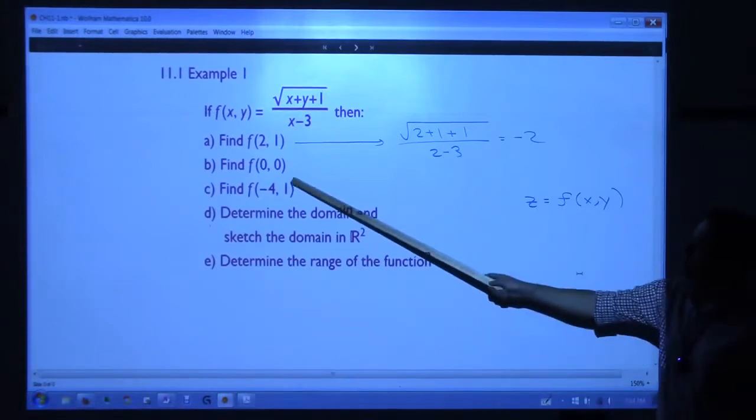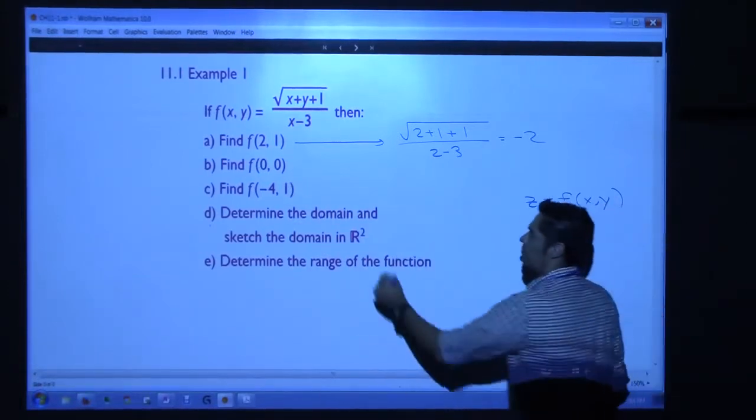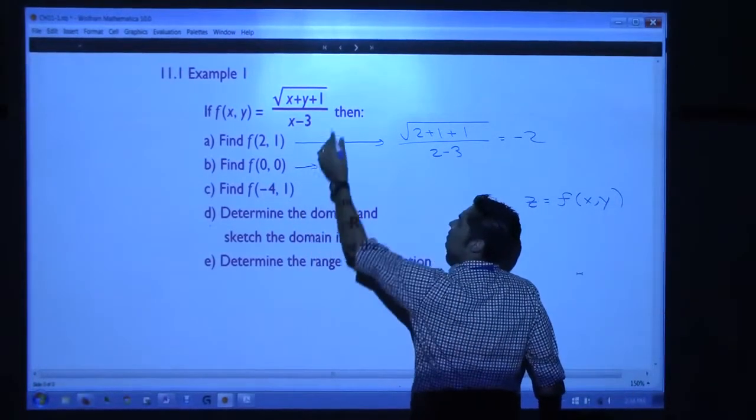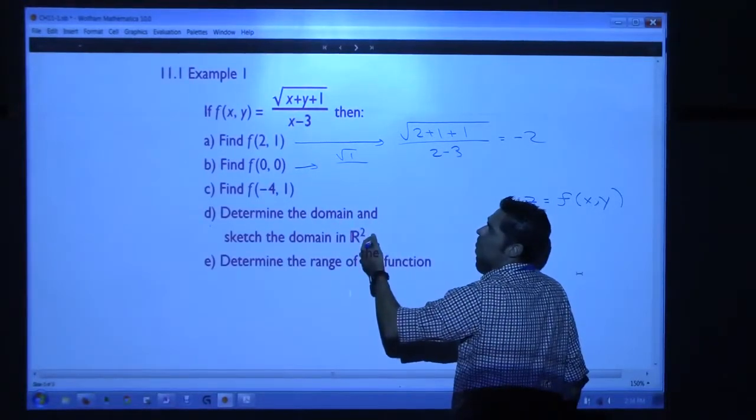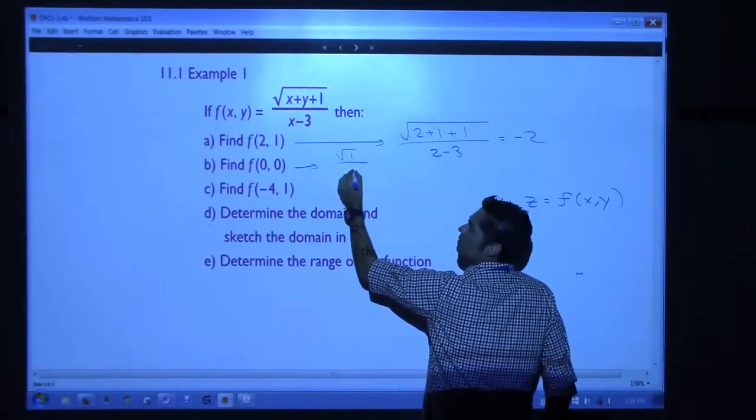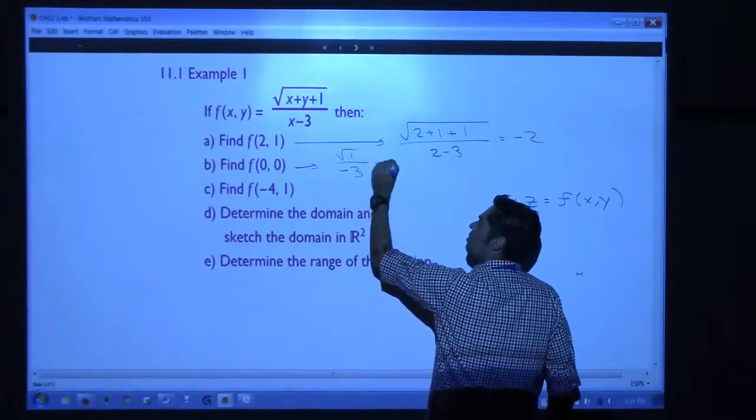Let's try another one. f of 0, 0. What do you get? On top you get root 1, don't you? Which is just 1. On the bottom you get negative 3. And so this is just negative 1/3.